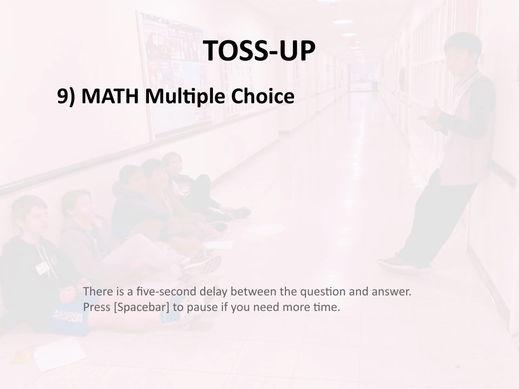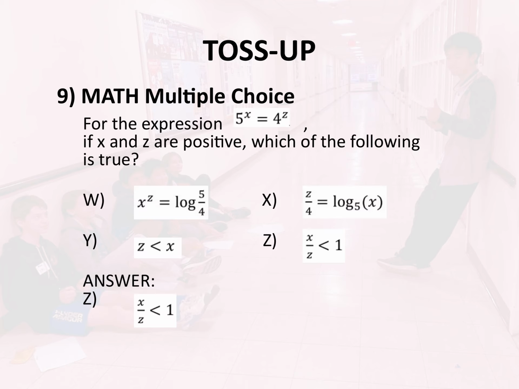Toss-up 9. Math. Multiple choice. For the expression 5 to the power of x equals 4 to the power of z, if x and z are positive, which of the following is true? W. X to the power of z equals log of 5/4. X. Z divided by 4 equals log base 5 of x. Y. Z less than x. Z. X divided by z is less than 1. Answer. Z. X divided by z is less than 1.